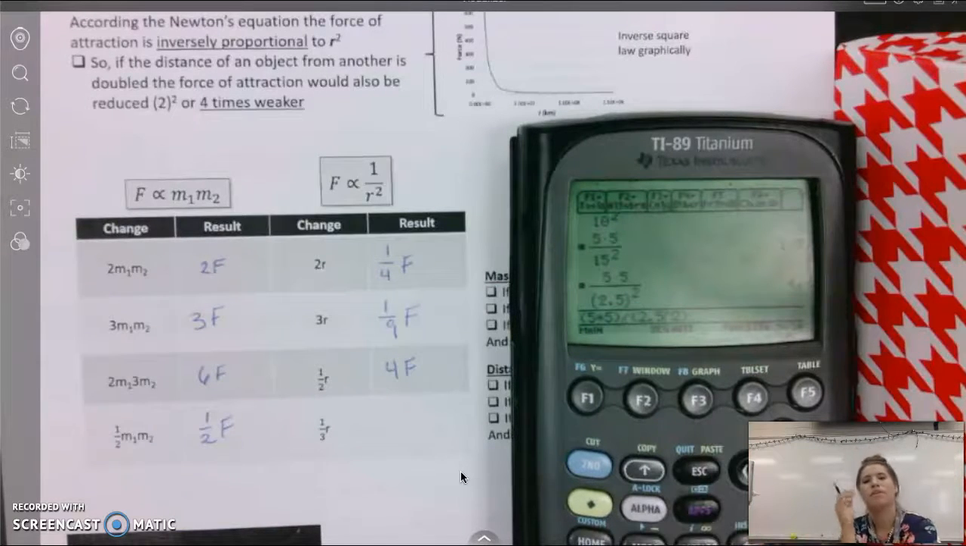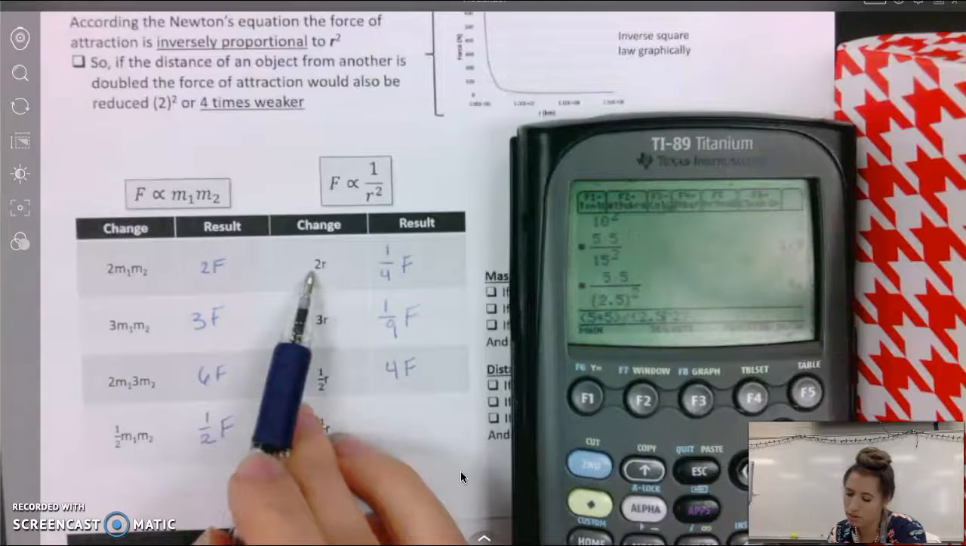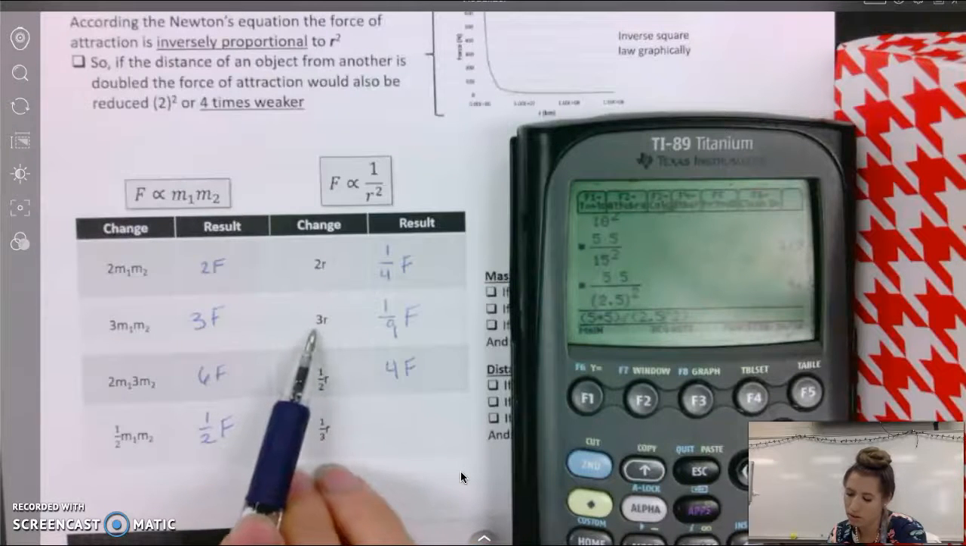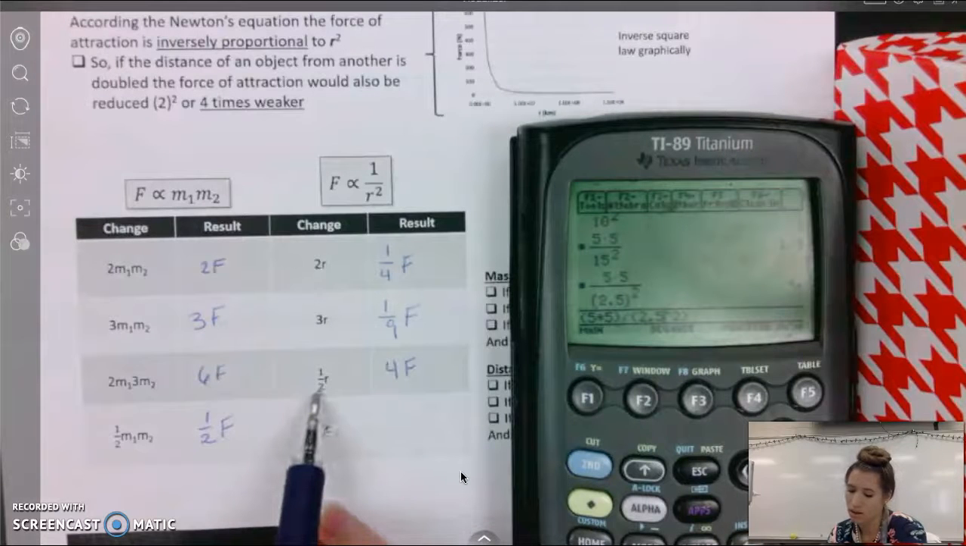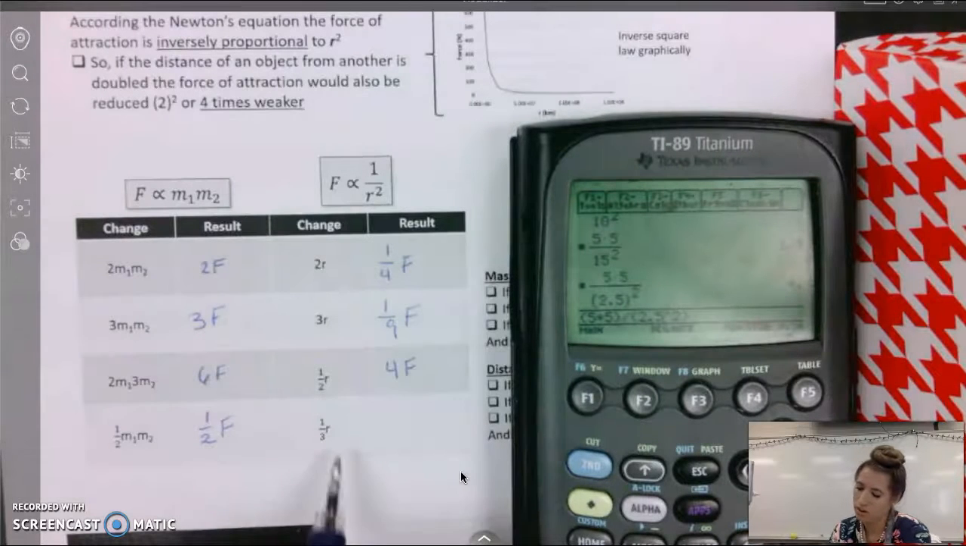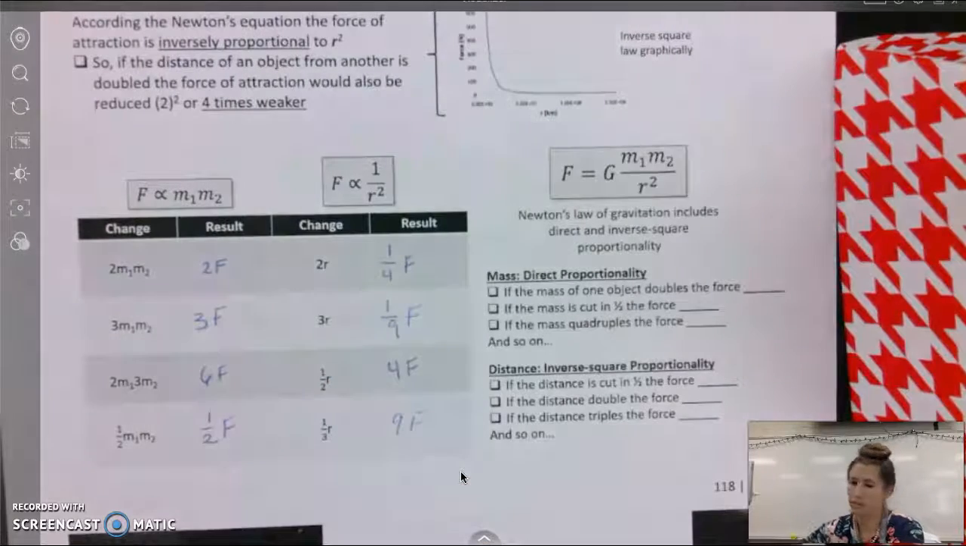Now I'm not going to plug that one in. We can make this prediction, right? Because we saw here we went from 2, we got a fourth, and when we got 3, we got a ninth. Because 2 squared equals 4, 3 squared equals 9. Well, 2 squared equals 4, so 3 squared would need to be 9 times the amount of force.